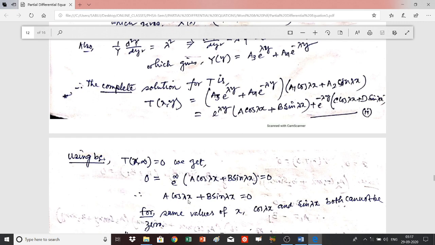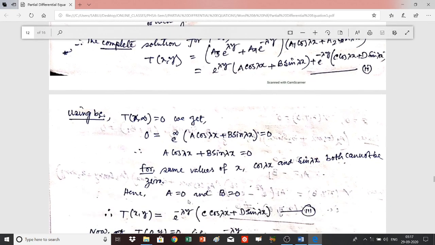And from here you can write A cos lambda x plus B sin lambda x is equal to 0, and you can understand from here that for the same values of lambda, for the same values of x, both cos lambda x and sin lambda x cannot be 0. And in that sense, A and B both will be 0. And using this condition, the solution of T will be here. So in that case, the term related to A and B will not be there.